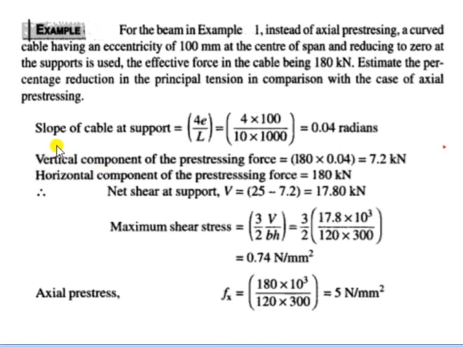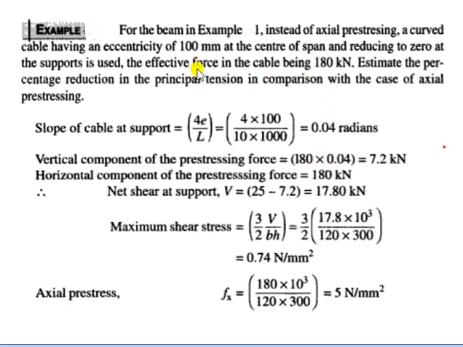So first I will calculate the slope of the cable at support. The slope of the cable at support can be calculated using the equation 4e by L, where e is the eccentricity and L is the span of the beam. The span of the beam is 10 meters, which in millimeters is 10 into 1000. This is equal to 0.04 radian.